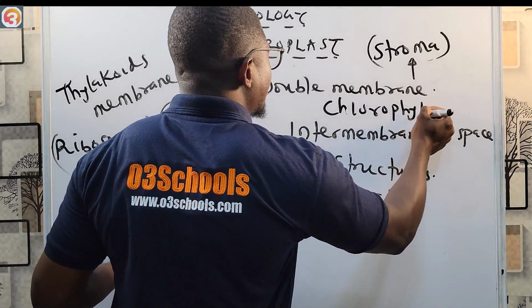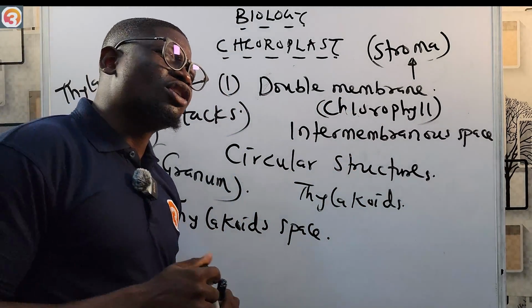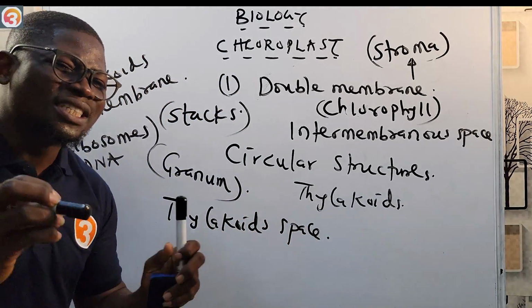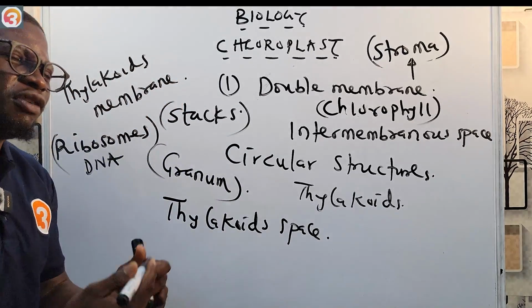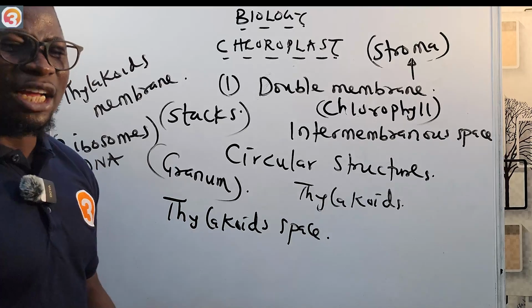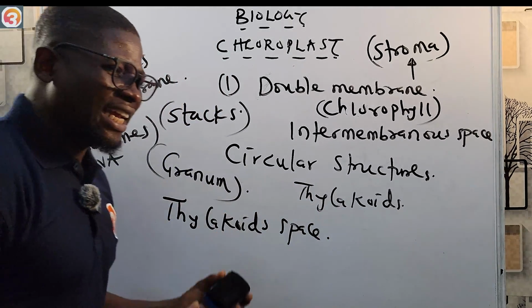That gives plants that green coloration. All right, and we say that the main function of the chloroplast is for photosynthesis, whereby plants convert light energy that they got from the sun into chemical energy that is stored as starch in the plant, or that is used up by the plant.